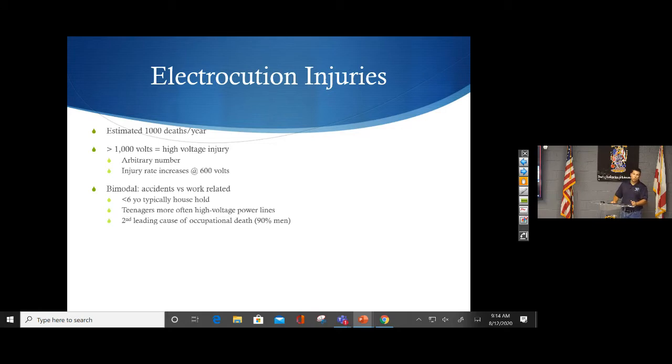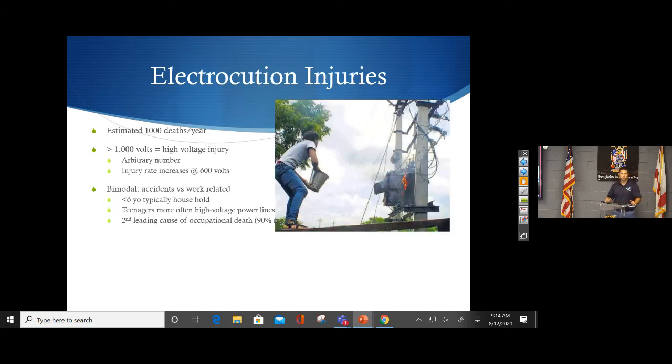We have this kind of bimodal distribution, accidents versus work related. Typically in your household, it's going to be those under the age of 6. Teenagers are more often tied up in high voltage power lines. And it's the second leading cause of occupational death, 90% in men.